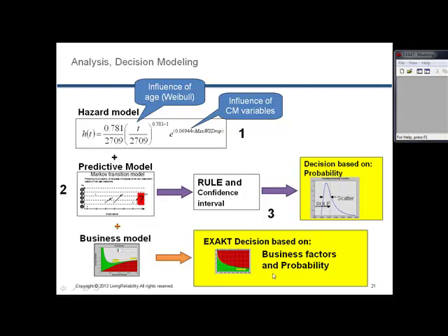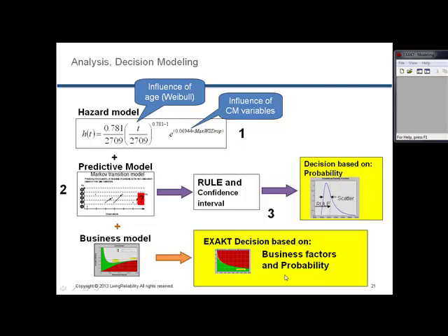In step 1, we'll build the hazard equation or model. The hazard model is also known as the Cox proportional hazard model, or PHM. It defines the probability relationship between age, represented by T, and the condition monitoring variables that the numerical procedure found to be influential to failure probability.